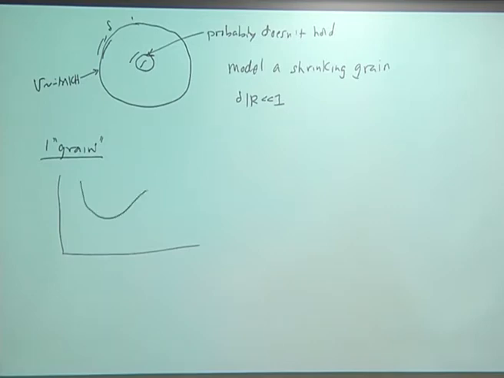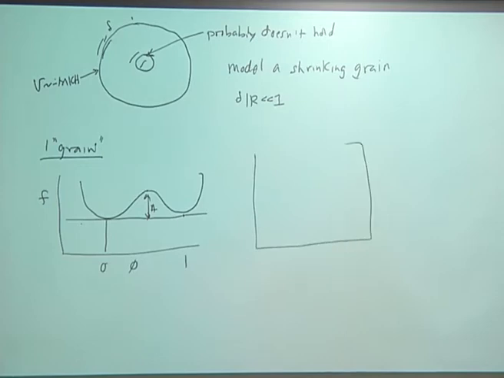So you have a free energy function that looks like this, with a certain height A. You start the system off with, let's say, phi equals 0 and phi equals 1, and it will shrink. And so you can say this is grain 1, and this is grain 2.